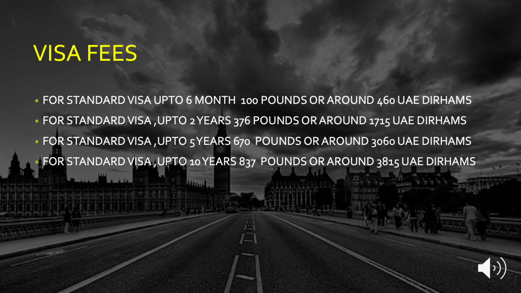Okay. So now we will discuss what is the visa fees for application for tourist visa. So for standard visa up to 6 months, it is £100 or around 460 UAE dirhams. For standard visa up to 2 years, it is £376 or around 1715 UAE dirhams. For standard visa up to 5 years, it is £670 or around 3060 UAE dirhams. For standard visa up to 10 years, it is £837 or around 3815 UAE dirhams. So this is about how much fees it is for different duration of tourist visa for UK.